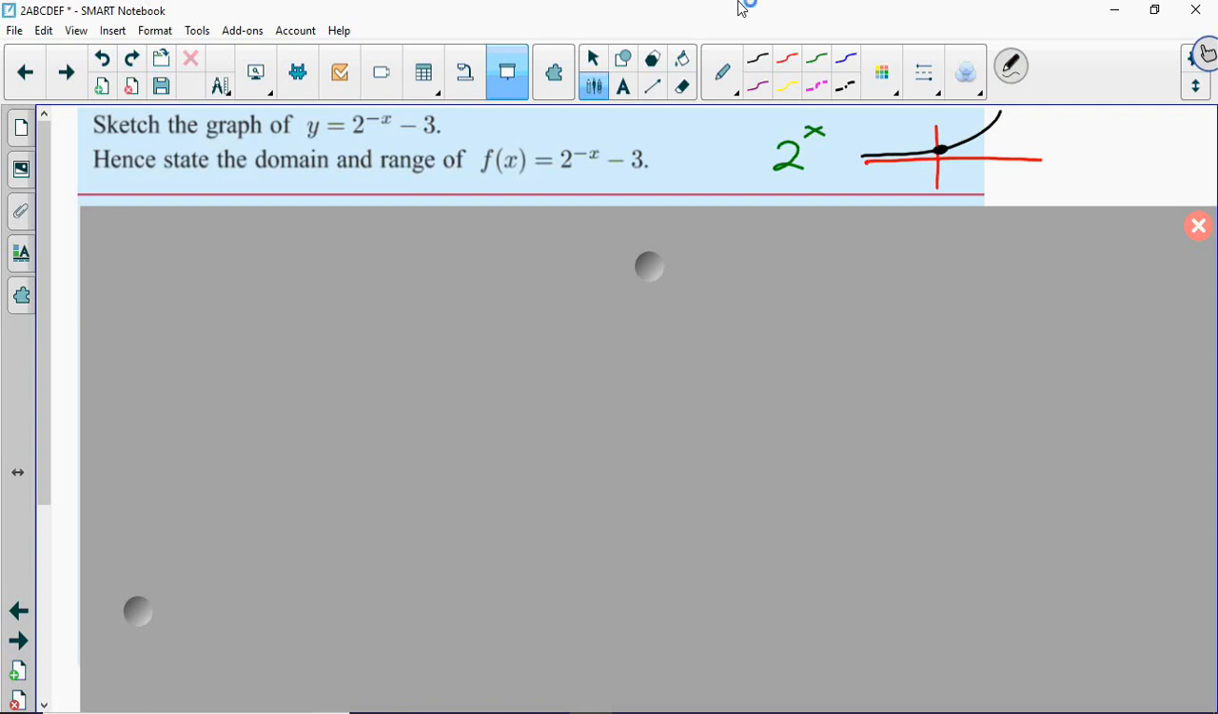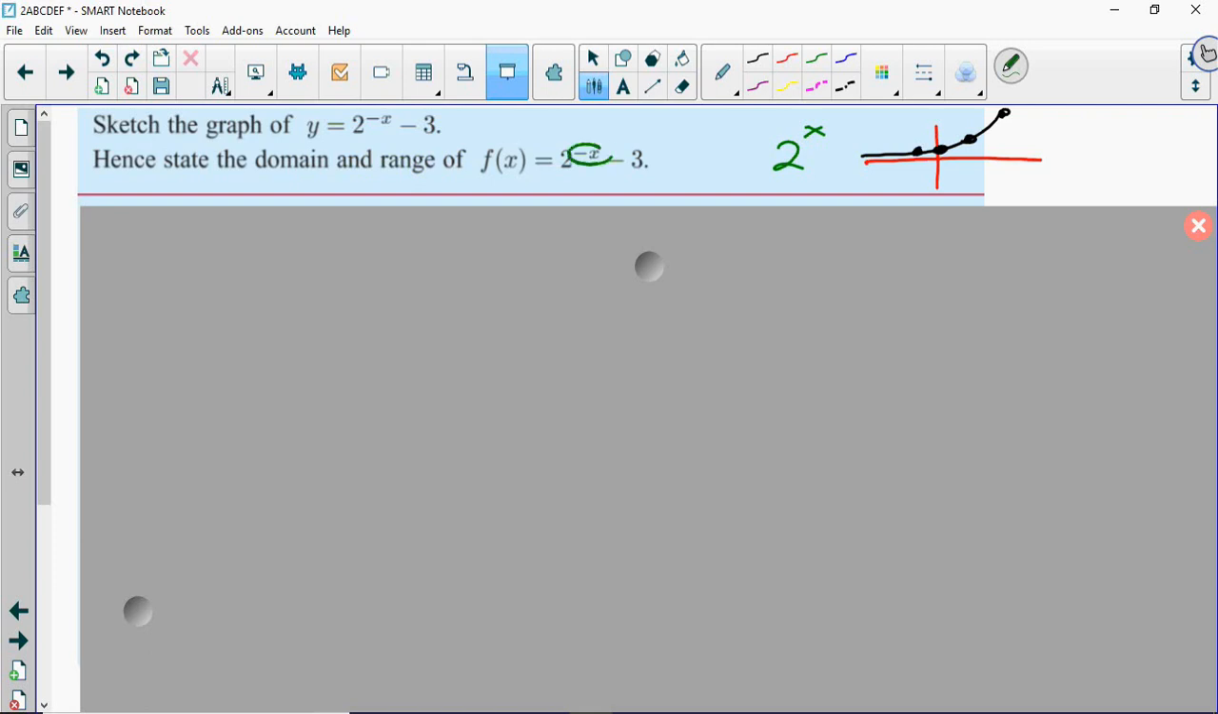Because 2 to the power of 0 is 1. And then we know it's going to go through 1, comma 2, and then 2, comma 4. And over here we could have like negative 1, 1/2, and so on. So you kind of have a general sense of what the original graph should look like. And then we start applying some transformations to it.